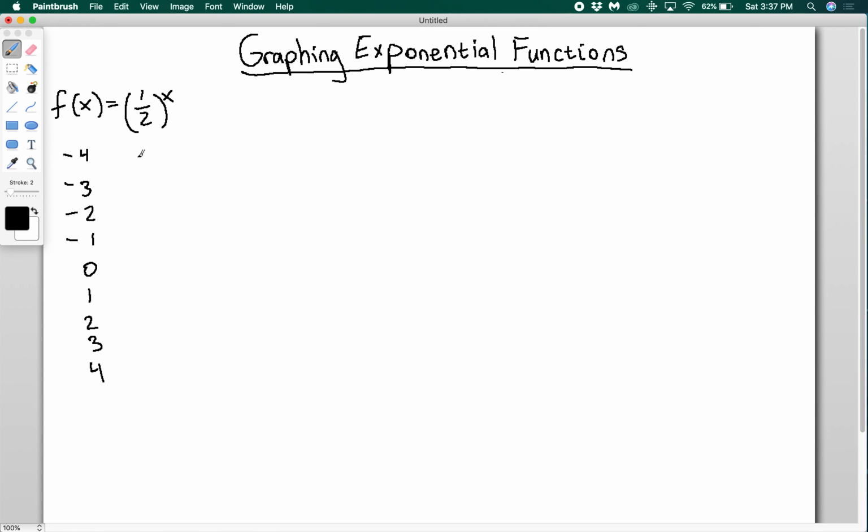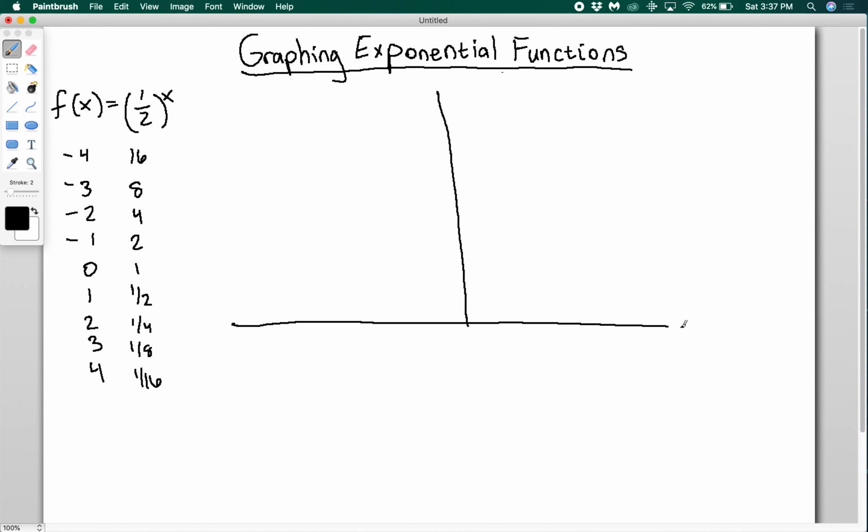And this time, you're going to get the same thing as you did before, but it's going to be flipped. So if I have 1/2 to the -4th, that's just the same as flipping, right? Taking the reciprocal of this and raising it to the 4th. So it's going to give me 16, 8, 4, 2, 1. And then I'm going to go the other way. So I'm going to get 1/2, 1/4, 1/8, 1/16.